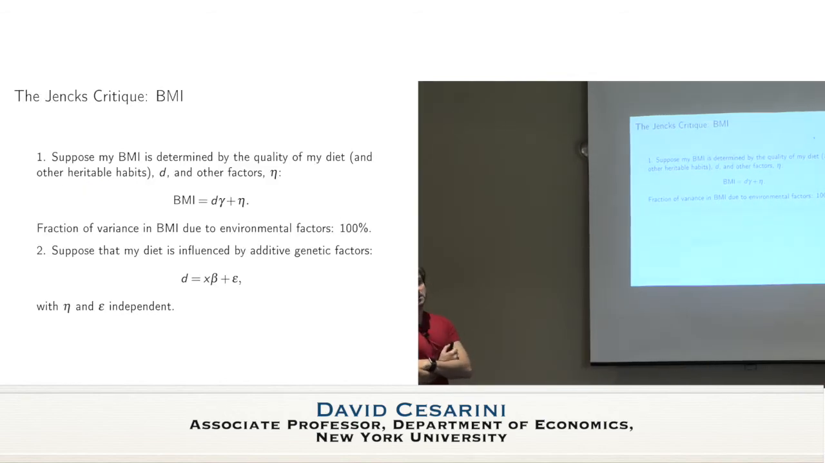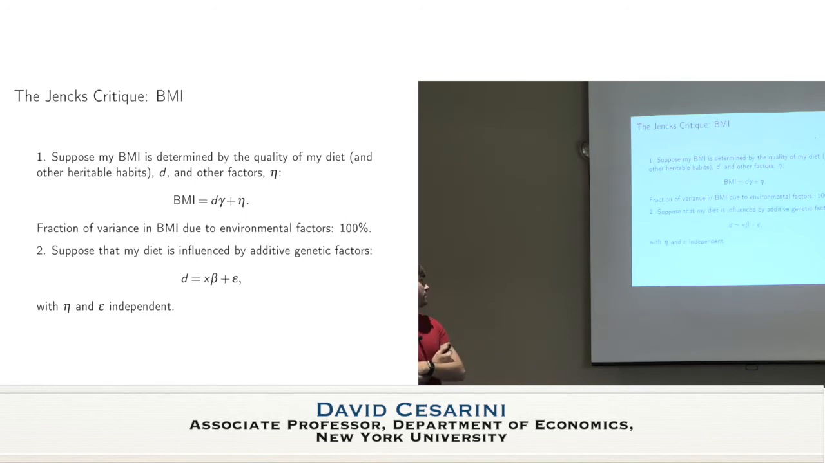So let's work through a silly example of the Jencks critique to illustrate the point about genetic and environmental influences not being mutually exclusive. Here it is. My BMI is going to be determined by my diet, a bunch of other traits, D, and some other stuff. So we can say that the fractional variance in BMI due to environmental factors is 100%. By assumption, all the stuff in D is things that we think of as environmental.